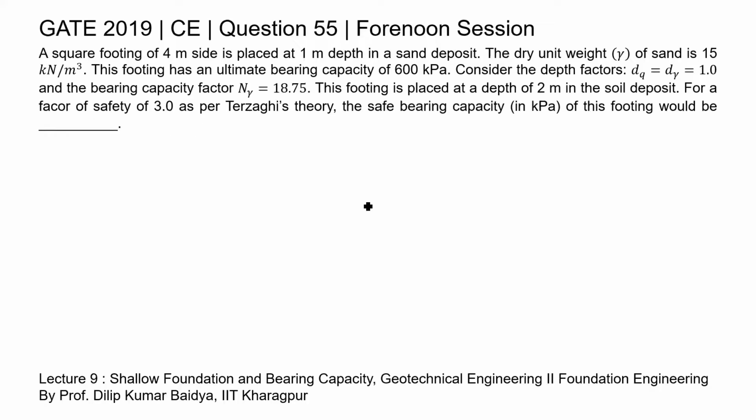So here we should calculate the safe bearing capacity, that is Qs. For calculating Qs we must know the value of Qns. We can find the Qns with the help of this equation, and in this equation we should know the Qnu, that is net ultimate bearing capacity, which is calculated by this formula Qu minus gamma Df. It means we must know the value of Qu, that is ultimate bearing capacity. In this question the value of c will be 0 because the soil deposit is sand. So first we should find Qu.